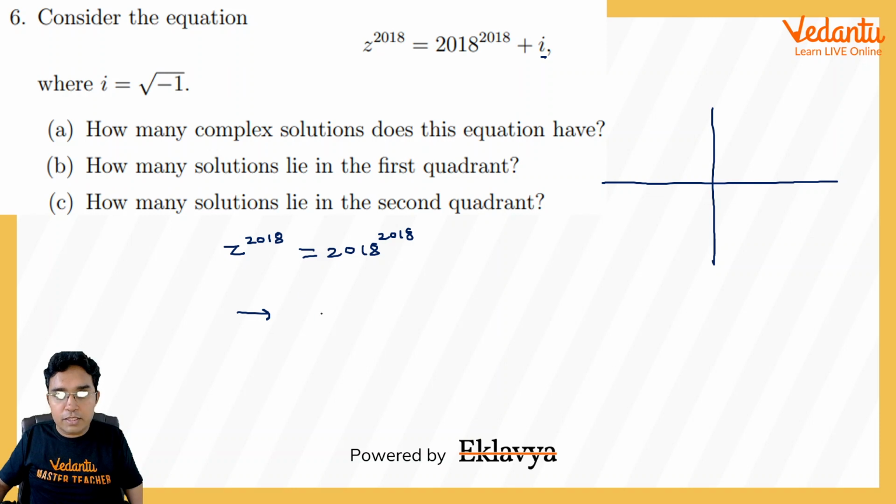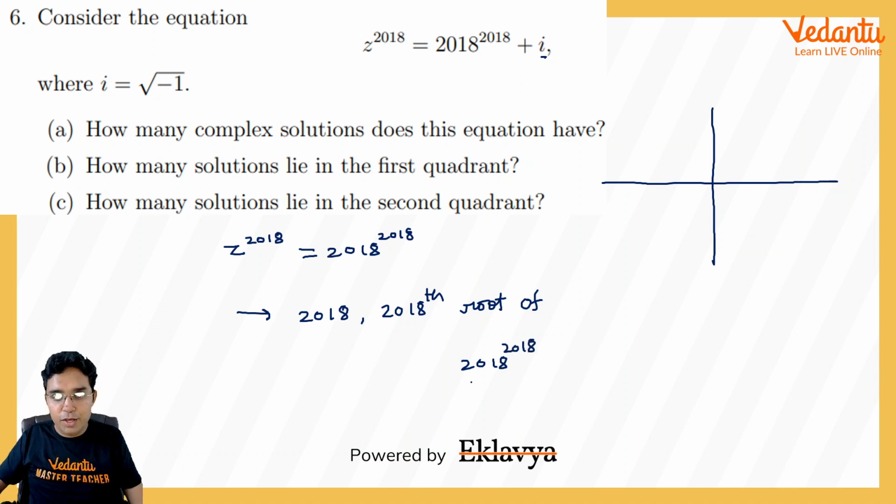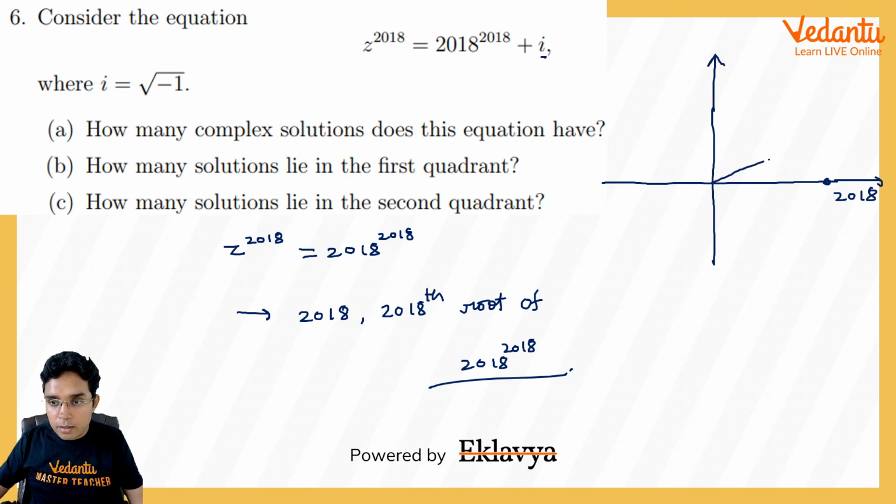Then the roots of this will be actually the 2018th roots of this 2018 raised to the power 2018. I hope you are not confused. Okay, now the first root will definitely be at 2018. And as we do for the nth roots of unity or any complex number, the other roots will be at equal angles from each other like this. And there will be 2018 equal parts about the origin. I hope you are getting it. And one root will be 2018, one root will be minus 2018.